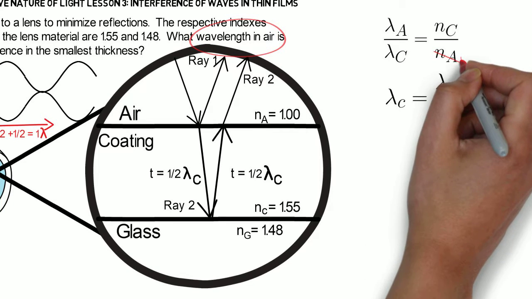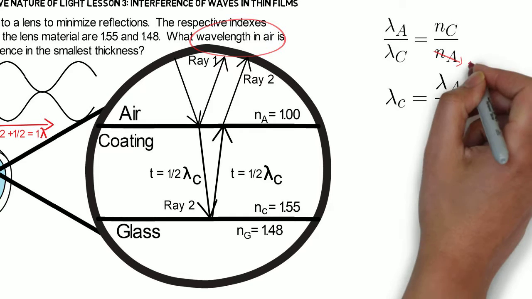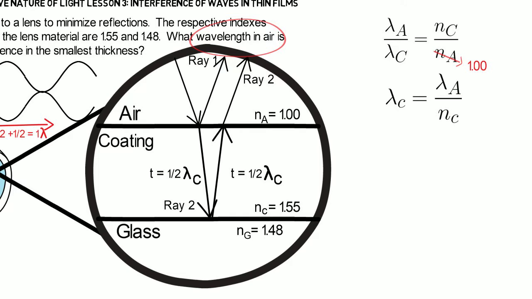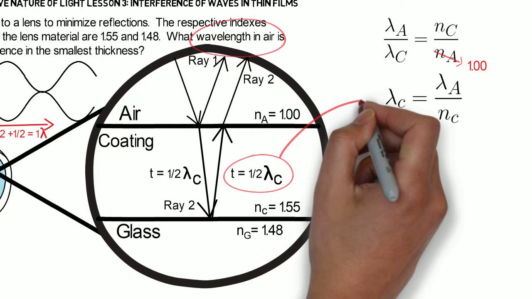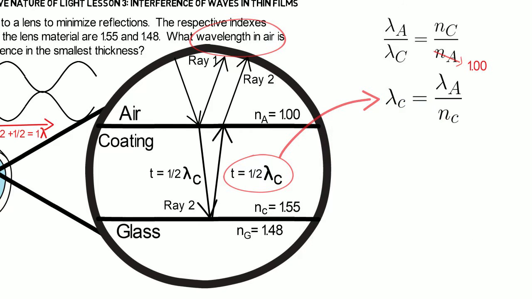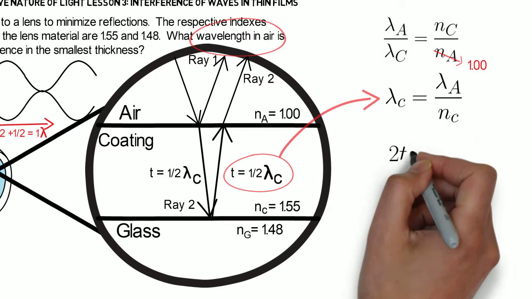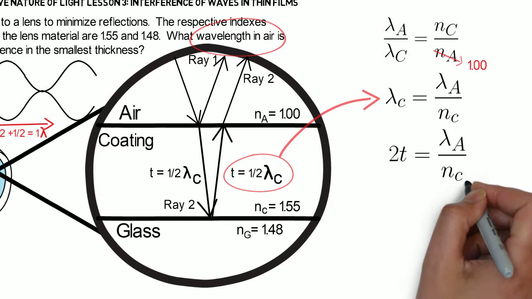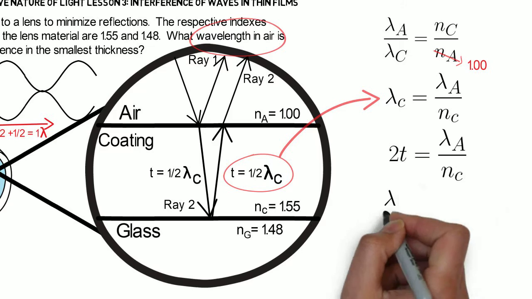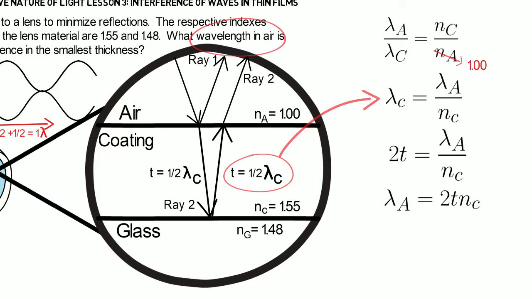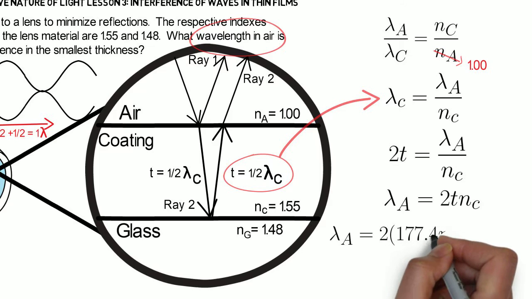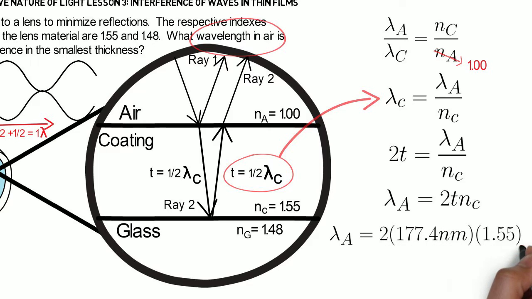The index of refraction of air is just 1, so I just left that out. Now, taking this and subbing it into the equation we have for the thickness equal to 1/2 wavelength for the coating, we can rearrange and get that our wavelength in air is 2 times the thickness times the index of refraction for the coating. Subbing in our numbers, we get the wavelength in air to be 550 nanometers.